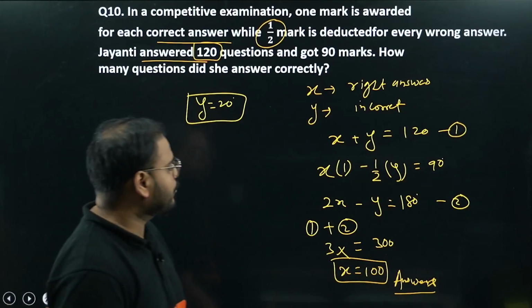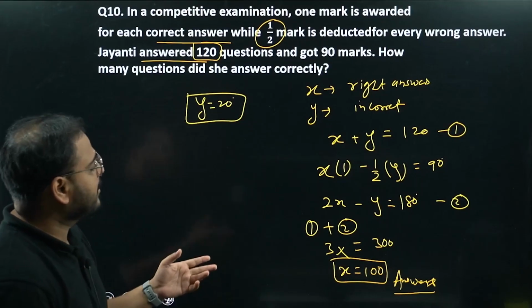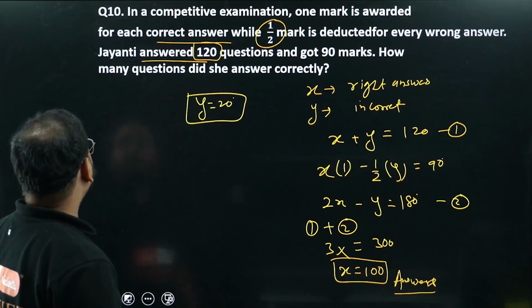Please check. Minus 1 by 2y. You're going to get this equation as 2x minus y equals 180. Solve for x and y. X is 100, y is 20. Moving on to question number 11.